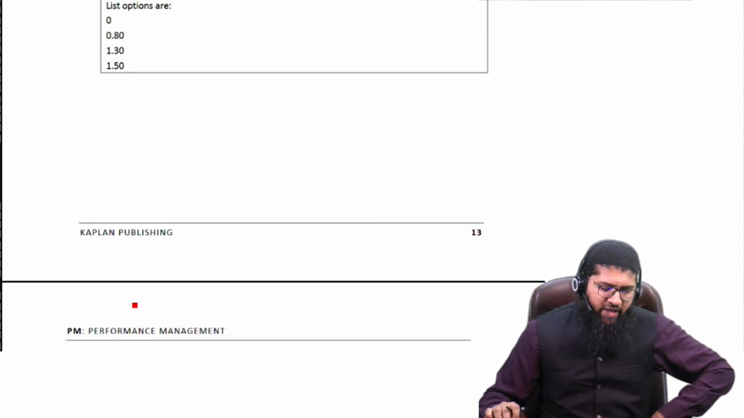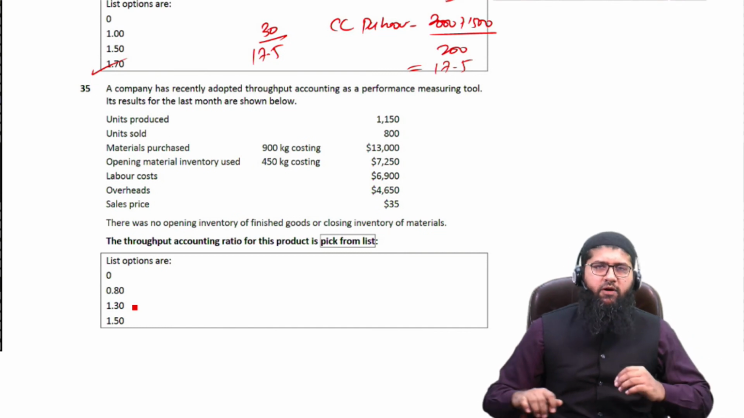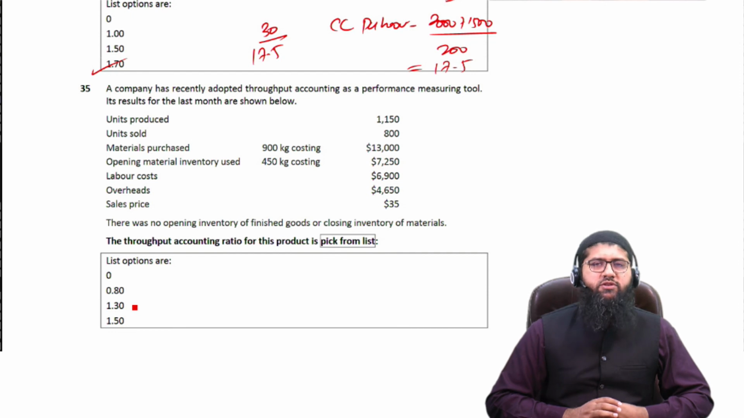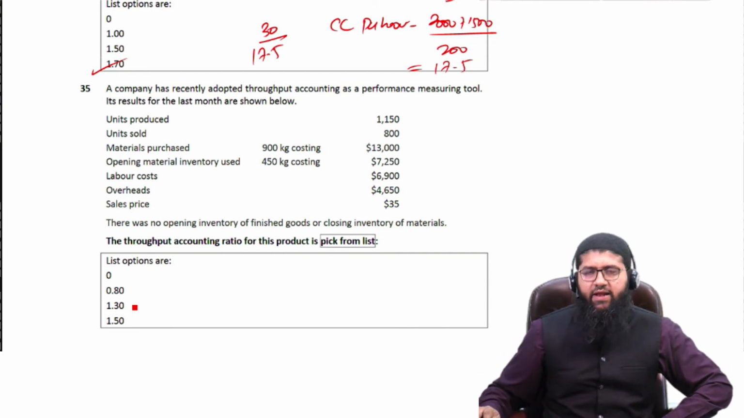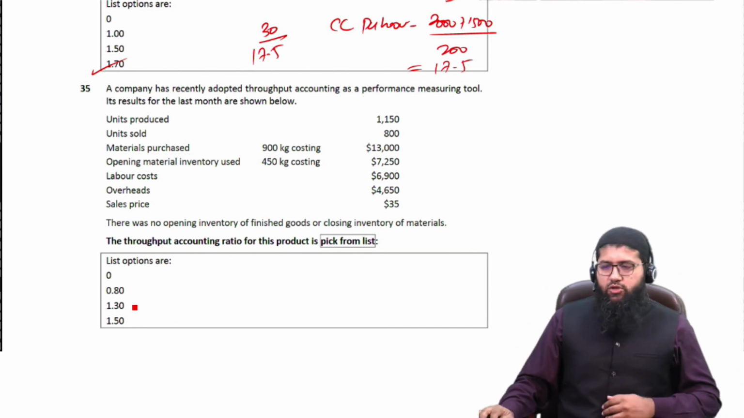The next one is more or less the same, so I'm not going through it. So we are done with these different types of questions pertaining to the throughput accounting ratio. And I hope that you do understand how exactly we go about doing these different types of questions on throughput accounting.